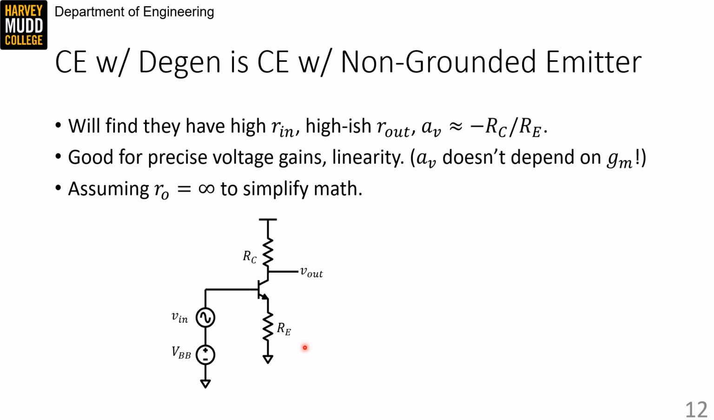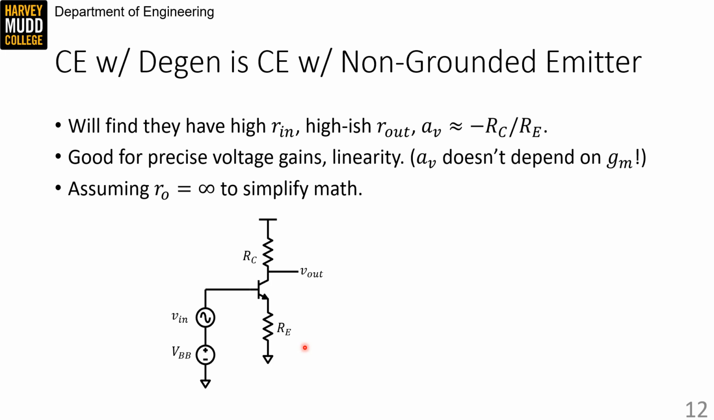That's exciting because it's easy to find resistors with precise relationships in their ratios, and also because our gain doesn't depend on GM. We expect that to dramatically enhance the linearity of the amplifier. However, RC over RE is often smaller than GM times RC, which is why RE is referred to as a degeneration resistor. The gain is degenerated relative to GM-RC because of RE.